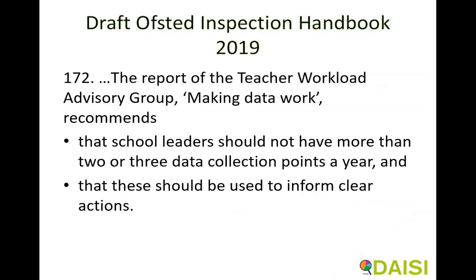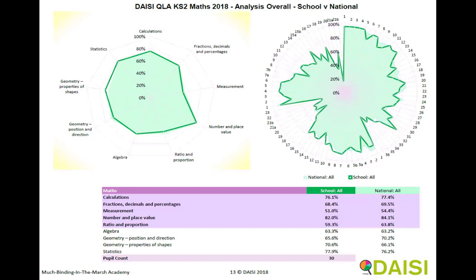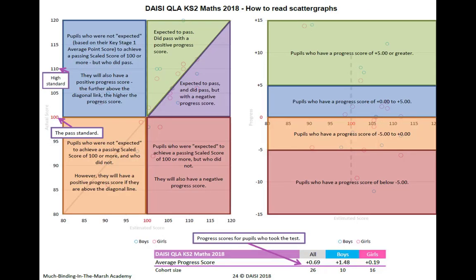The report of the Teacher Workload Advisory Group, Making Data Work, recommends that school leaders should not have more than 2 or 3 data collection points a year, and that these should be used to inform clear actions. Therefore, whatever assessments you use must be effective. It must be capable of giving you clear actions through multiple analyses. For example, looking at individual topics, individual questions, cohort types and individual pupils, and seeing how they are progressing compared with their national averages for the Key Stage 1 prior attainment.